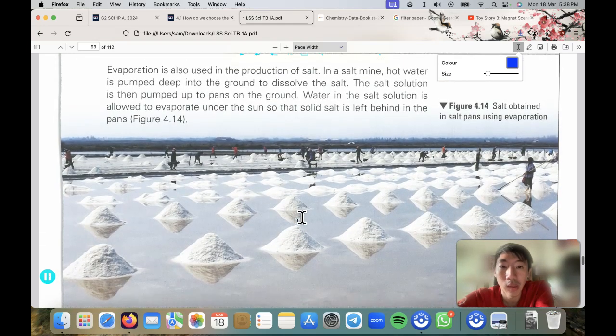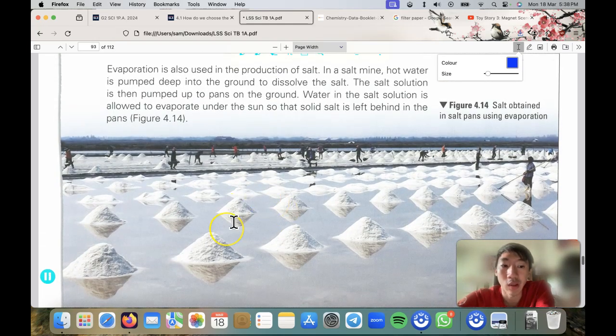Okay, one other example would be to create salt, right? We use salt every day, right? Most of us, when we eat food, we add a little bit of salt. And where do we get our salt from? We actually get it from a farm. This place is called a salt farm. It's very common in countries like Korea, China, Thailand, right? So these places, they actually provide us with salt.